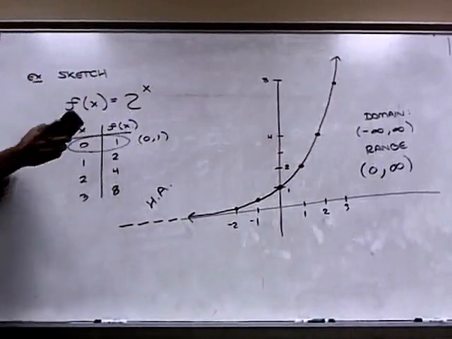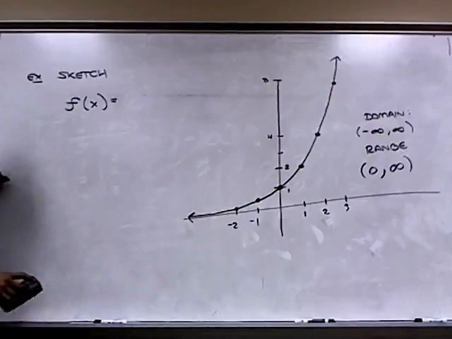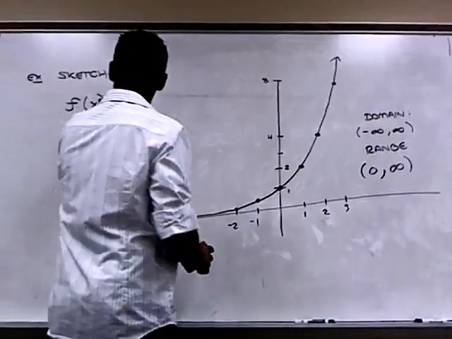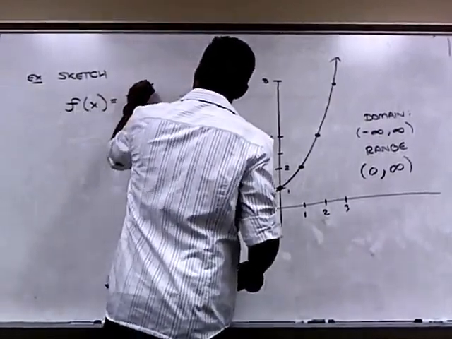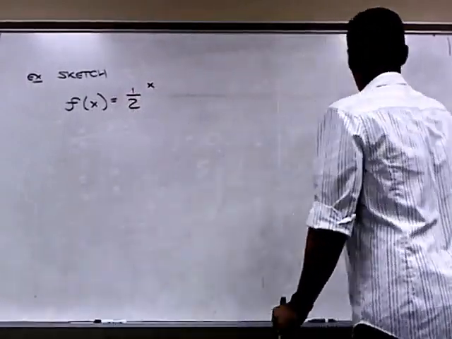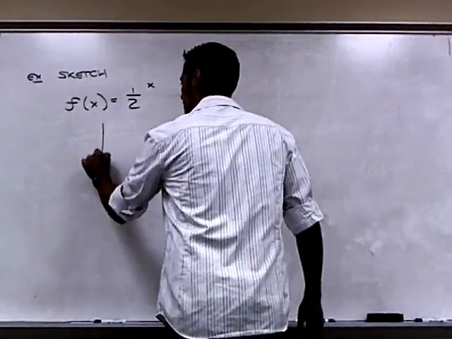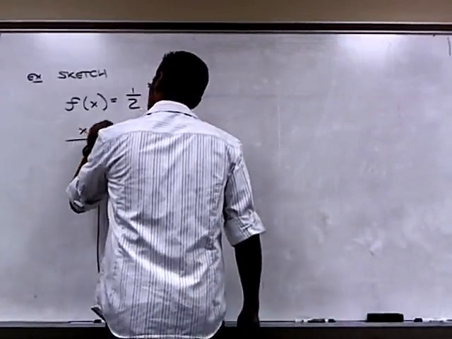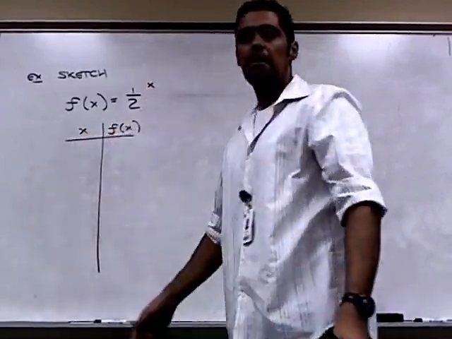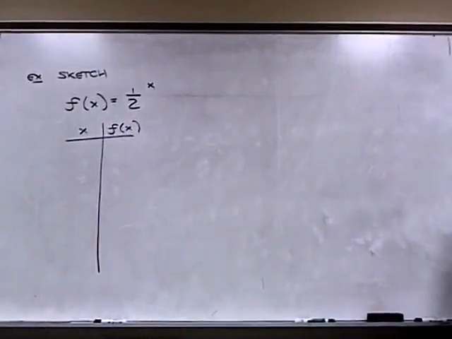Now, let's do a similar problem. I want to change the base. Instead of using 2, I want to use 1/2. And I want you to see the difference in the graph. By the way, this is how we will graph these. We'll just do a quick t-table, and draw it. It's not like there's a 5-step process. It's just make a quick t-table, draw your picture.